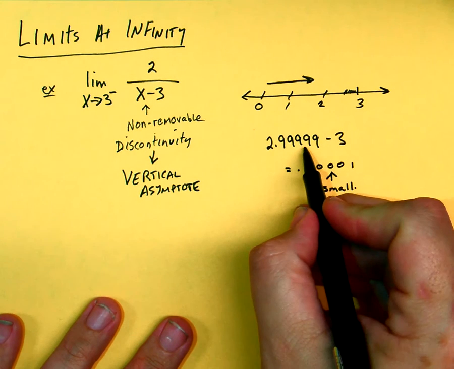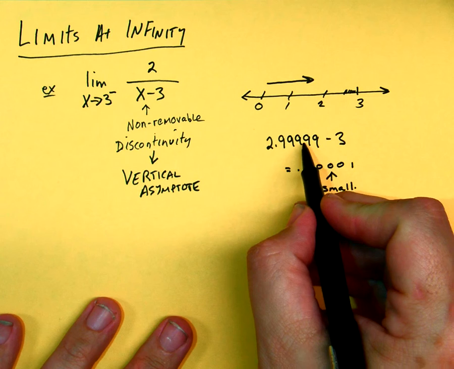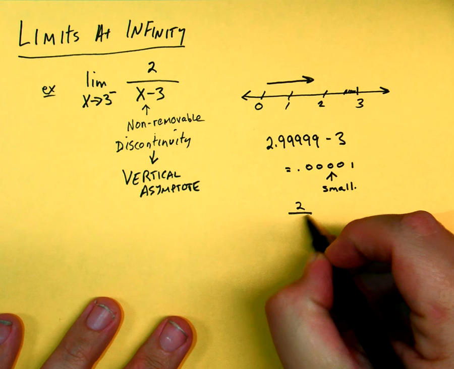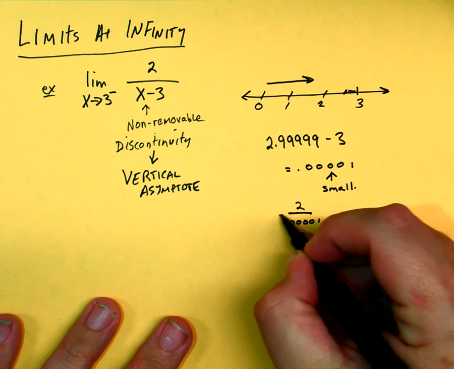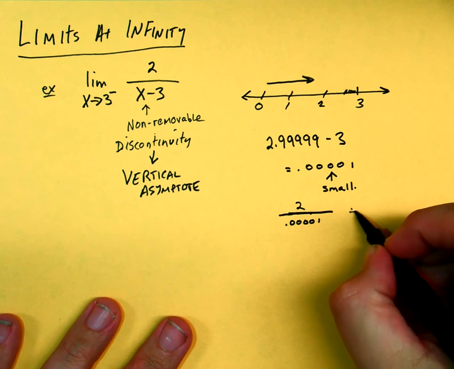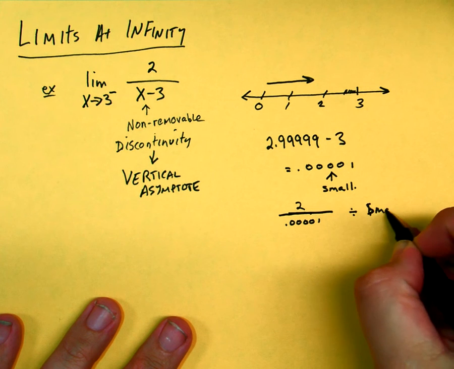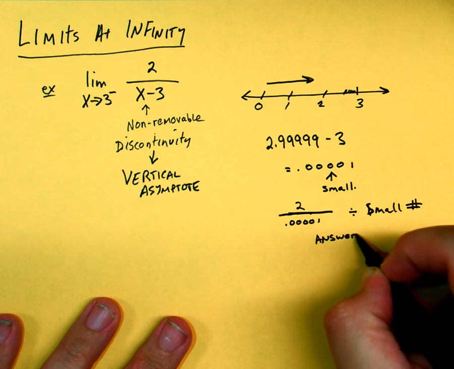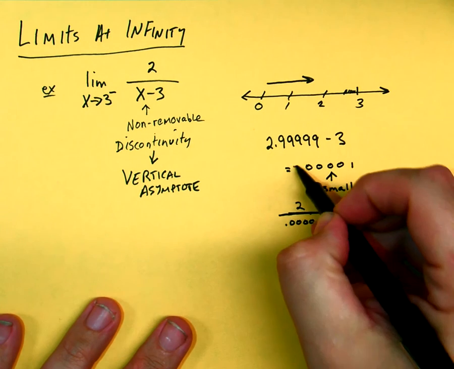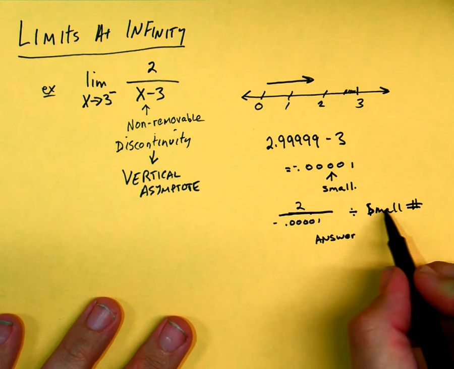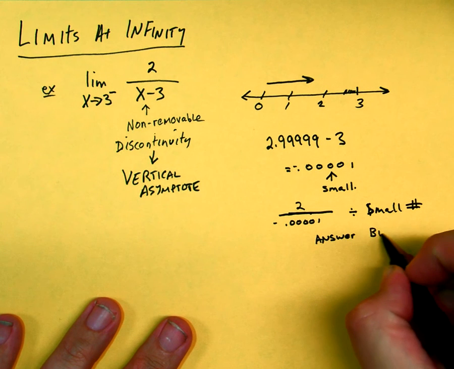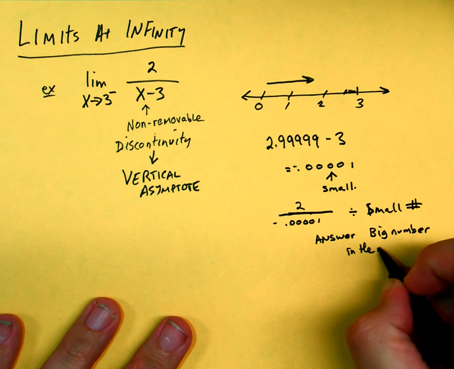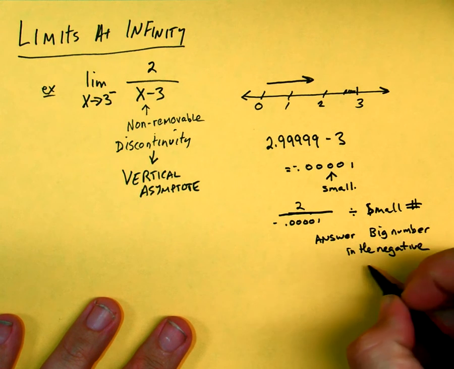If I were to plug in 2.99999 into this, I'd figure out that we'd get 2 divided by negative 0.00001, and when you divide by a small number, well actually, remember that would be negative. So when you divide by a small number, we're going to get a big number, and in this case, in the negative direction.